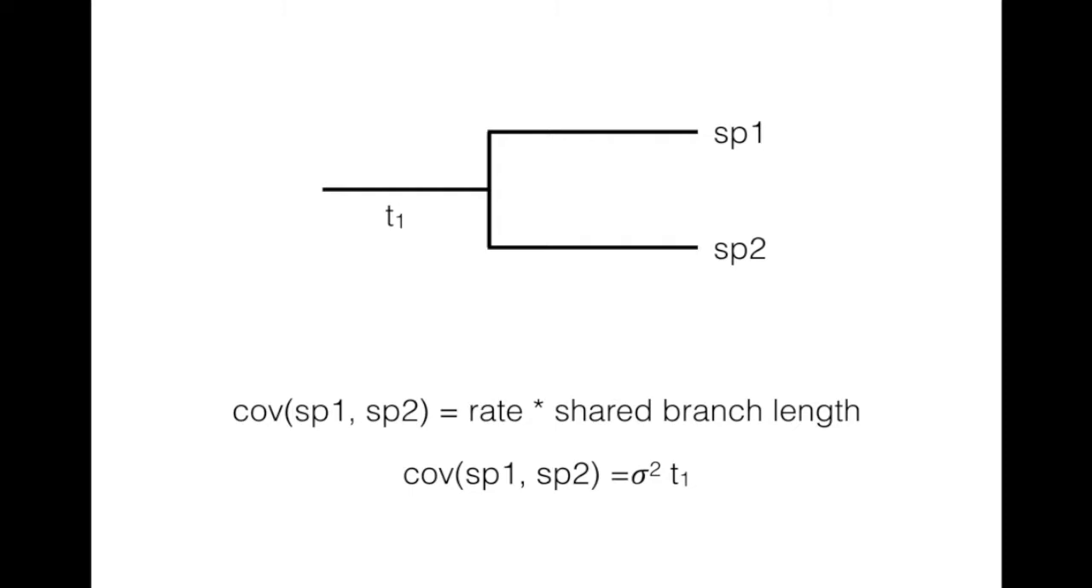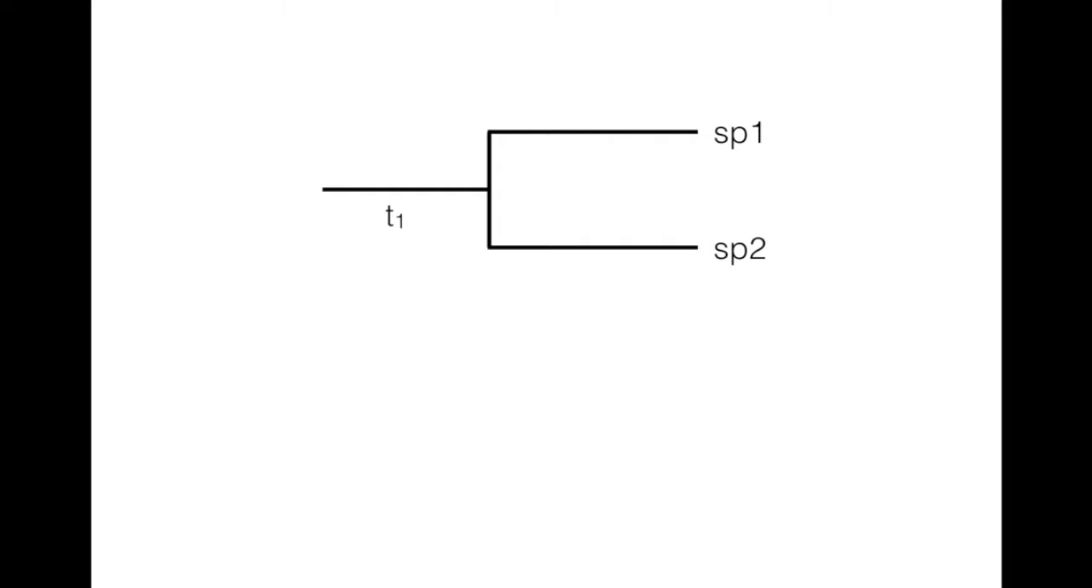In other words, if we were to extend these branches out even longer, they would still have a covariance of t1 times sigma squared. We can also think about the variance of those species. So what we're thinking about here is if we reran evolution lots and lots of times and looked at the value of species 1 over each of those replicates, how much variance would we have among those replicates? So those replicates would all follow a normal distribution, and we're just describing the variance of that normal distribution.